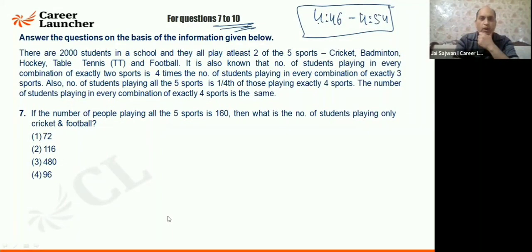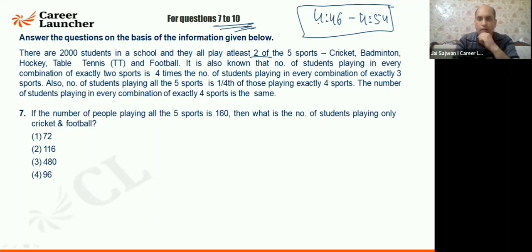2000 students in a school and they all play at least 2 of the 5 games. So minimum 2 games need to be played out of the 5 games which are available there: cricket, badminton, hockey, table tennis and football. These are the 5 games, and everyone needs to play at least 2 of the 5 games.